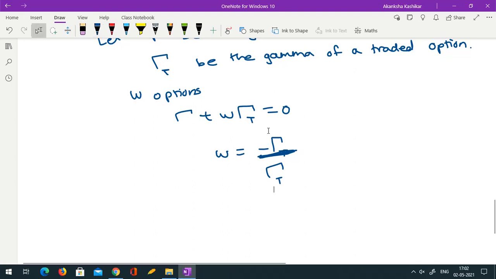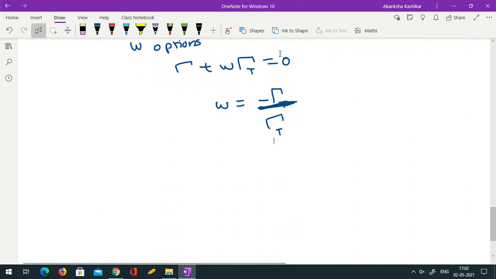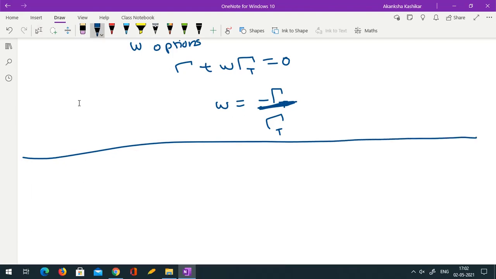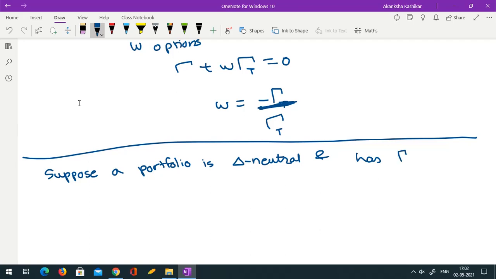So if the final answer turns out to be negative, we should sell. If the final answer turns out to be positive, we should buy. Let us take one actual numerical example for this. Suppose a portfolio is delta neutral and has gamma equal to minus 3000.